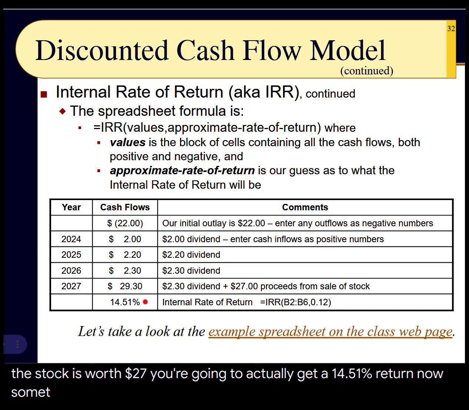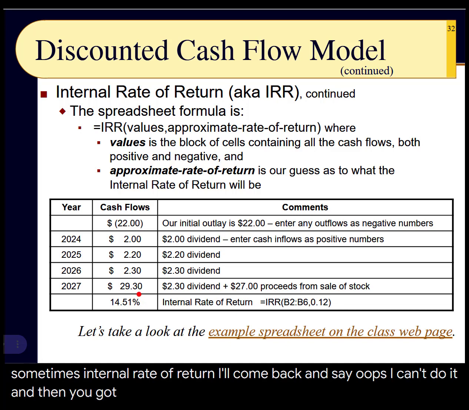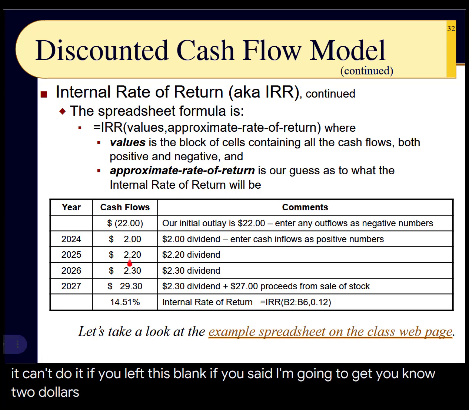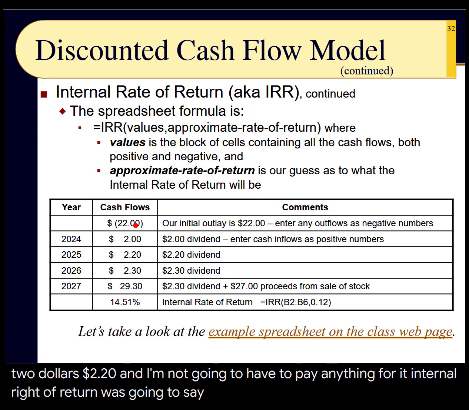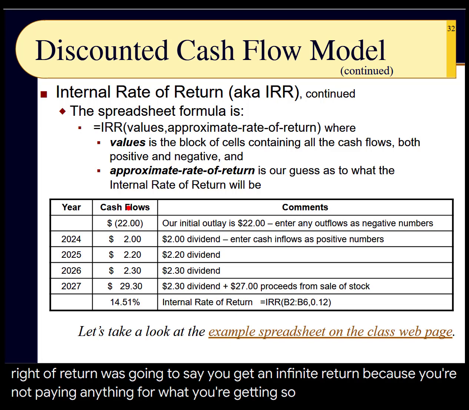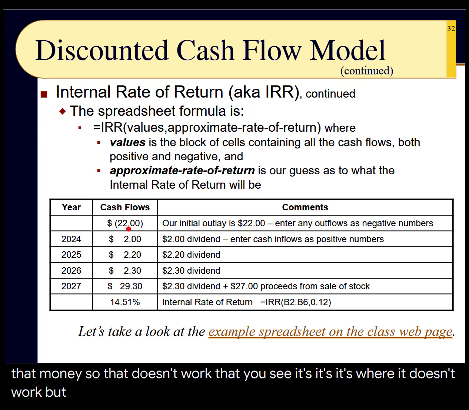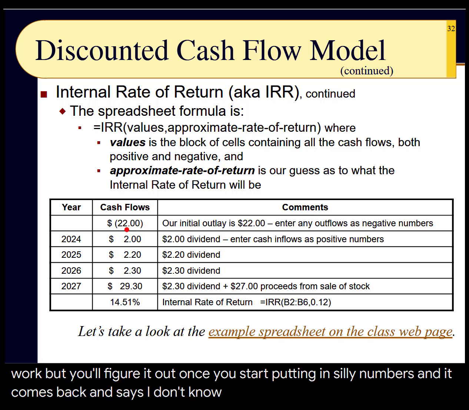Now, sometimes internal rate of return will come back and say, oops, I can't do it. And then you've got to play with the numbers a little bit. It might be that it can't do it. If you left this blank, if you said, I'm going to get $2.20, and I'm not going to have to pay anything for it, internal rate of return would say you get an infinite return because you're not paying anything for what you're getting. So somebody's giving you that money. So that doesn't work. There are some instances where it doesn't work, but you'll figure it out once you start putting in silly numbers and it comes back and says, I don't know what you're doing to me.